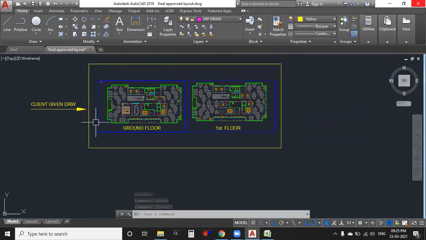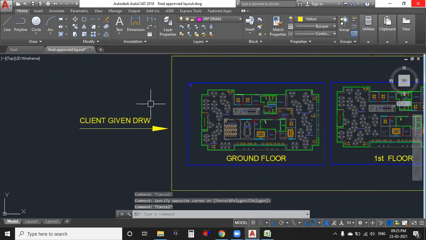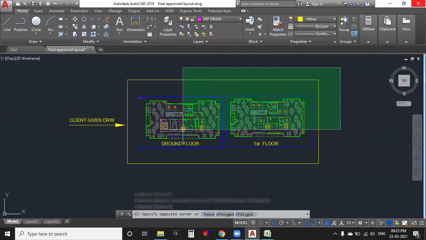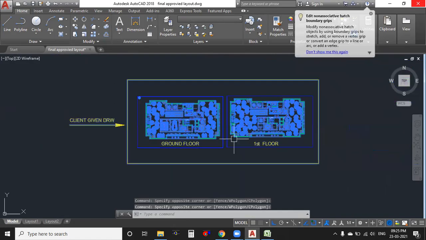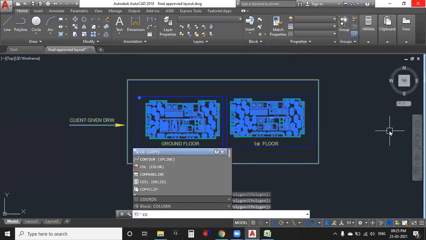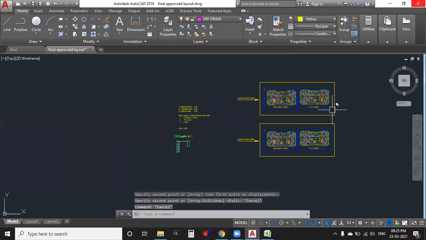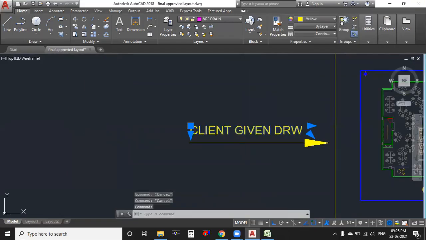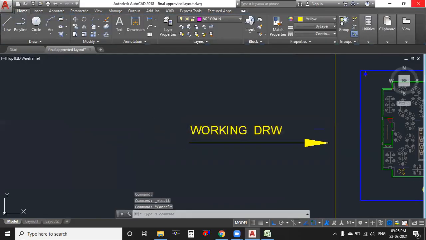Now here I have the layout. I have made this for my reference from the client's given drawing. I'm copying the total layout. Ctrl+C, Enter, copy. I'm copying this one from this place to this place, and here I am giving the text: working drawing. DRW means drawing.